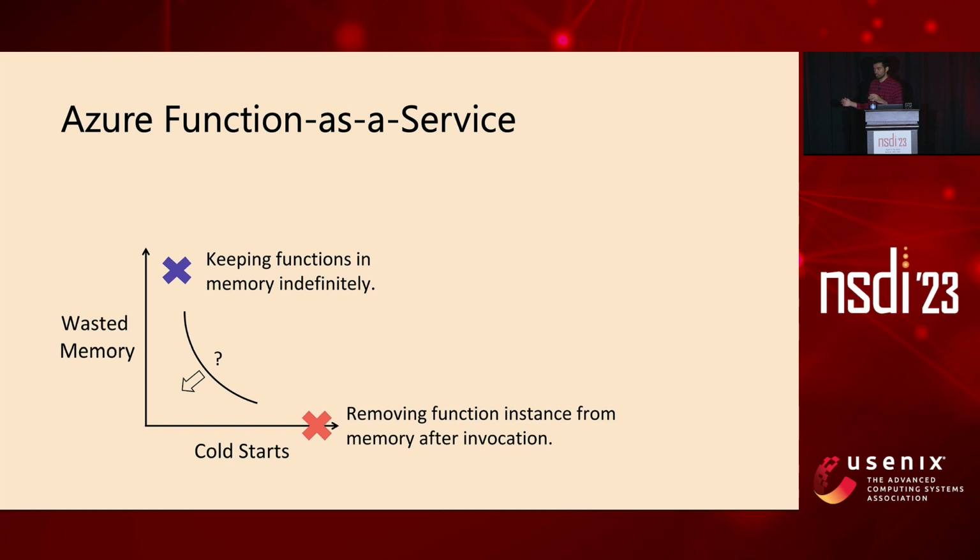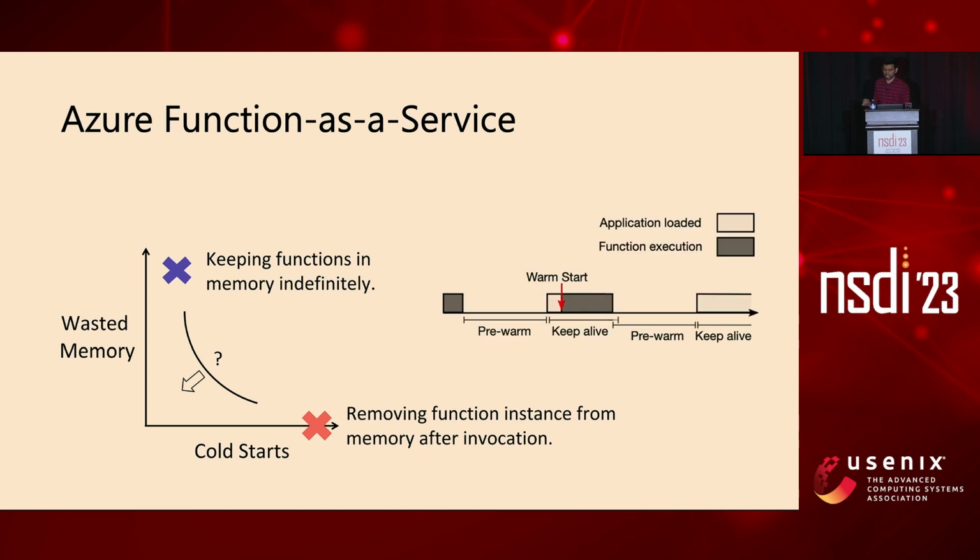So let's say a user makes a request for executing a function, and let's say you do not have that function already loaded into memory, then there'll be a cold start, and because of which the end user latency is affected. The alternative is to always keep this function in memory. But the problem is, the end user latency is minimized, but you're wasting a lot of memory. So we want to stay in the bottom left corner of this graph. That's the ideal state.